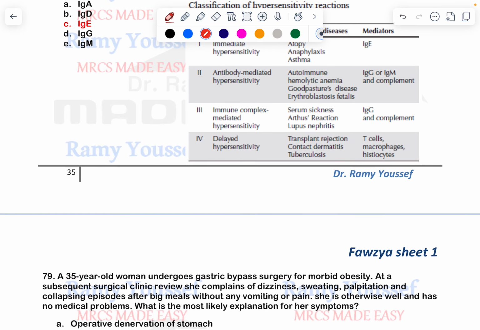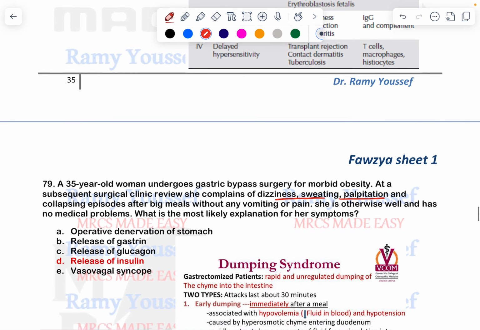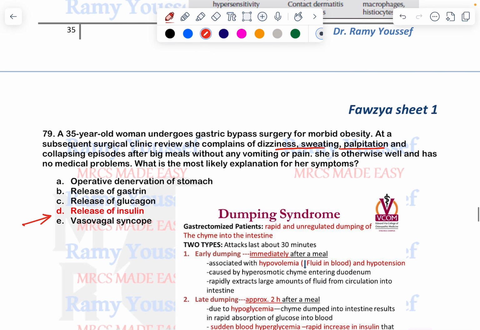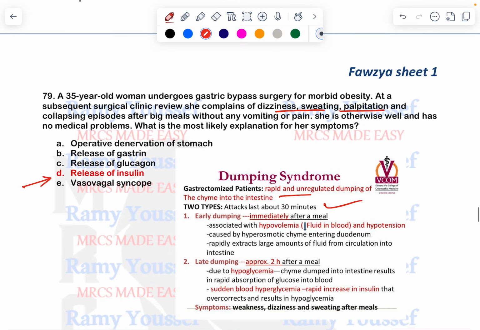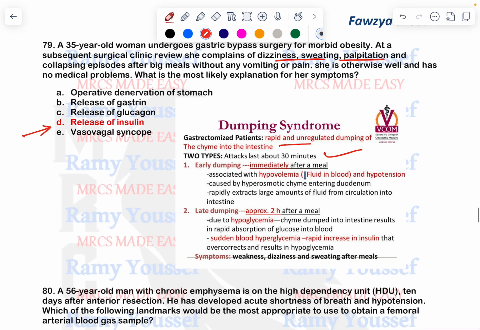A 35-year-old woman has gastric bypass for morbid obesity, and subsequently develops dizziness, hypoglycemia and palpitations. This is dumping syndrome. Which is the most likely explanation of the symptoms? The release of insulin. Rapid dumping occurs at 30 minutes, early dumping, and late dumping occurs after meals. So insulin is released. That is the thing.